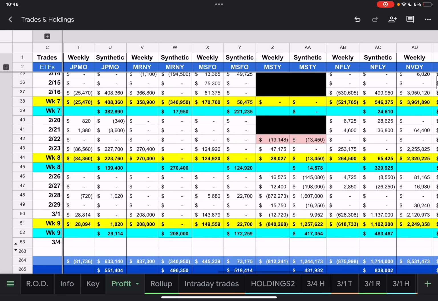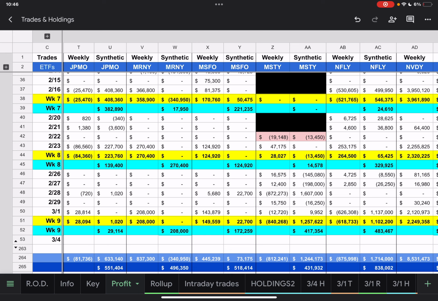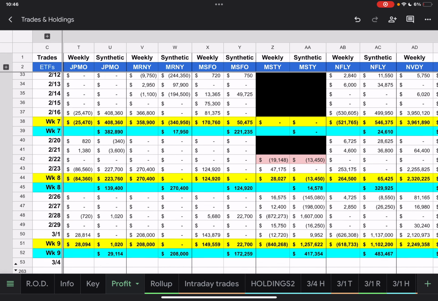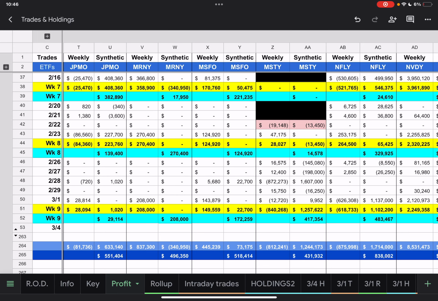So JPMO here. It was a loss for our weekly short call the first week and the second week, and finally earned some money on that last week. Just looking at the total earnings for each week, 382, then 139 and 29. And so you can see where there were some weekly short calls that were negative, then there's a positive on the synthetic.